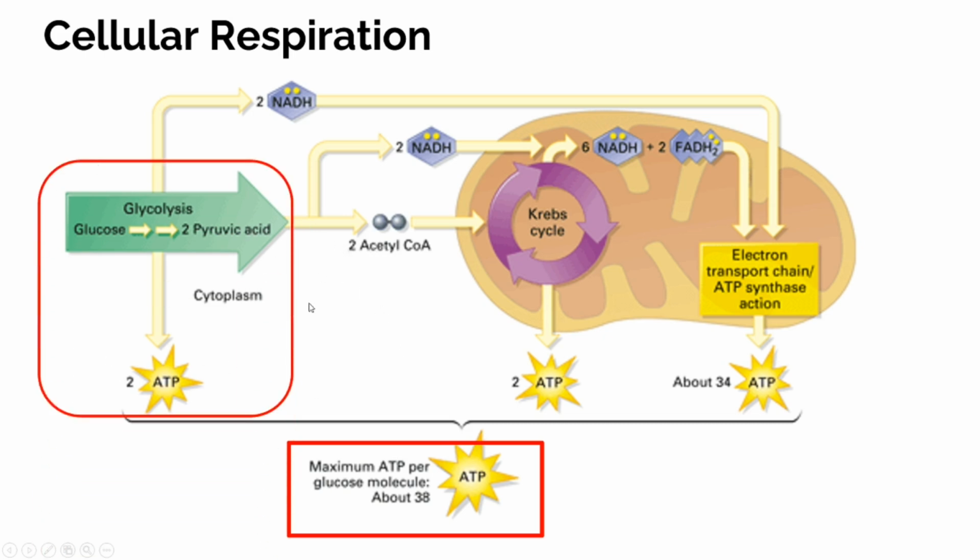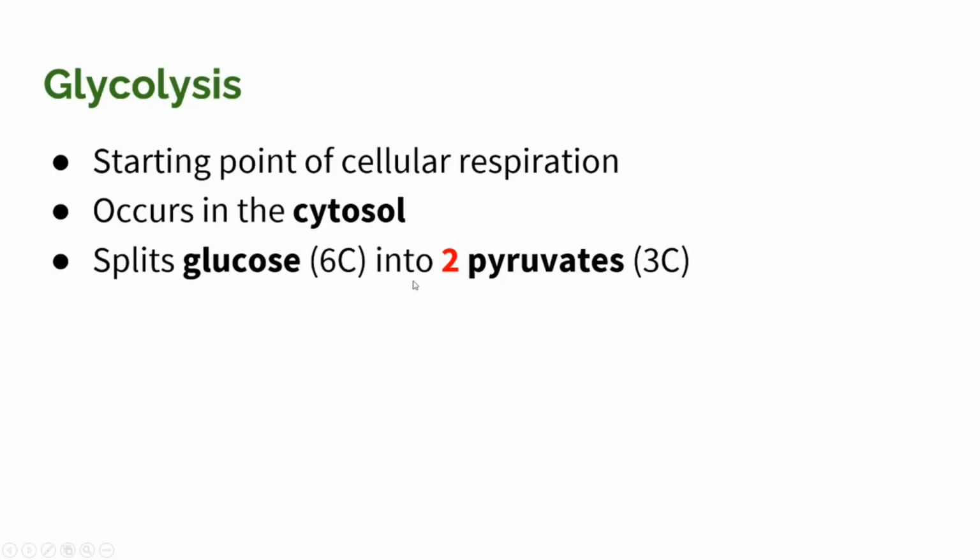We're going to focus just on this first step and see what glucose does in the beginning. So again, glycolysis is the starting point of cellular respiration. Where does it happen? It occurs in the cytosol of the cell, outside of the mitochondria. It's really important to understand that glycolysis does not happen inside of the mitochondria. Glycolysis is the first starting point.